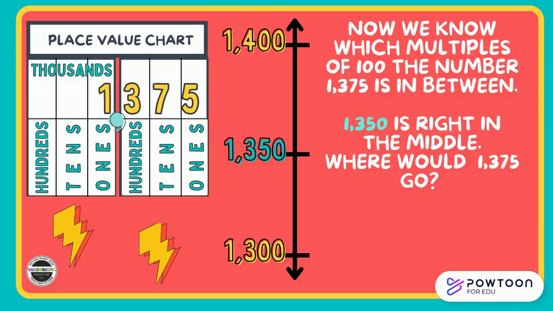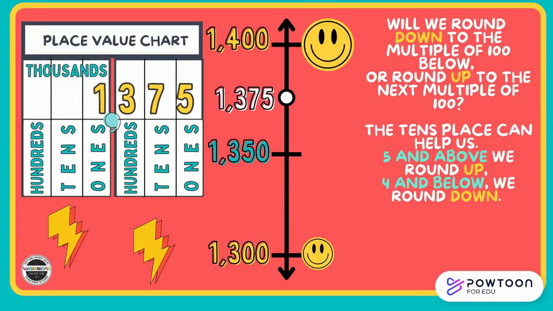So where would 1,375 go? Time to point to the number line. Where is 1,375? Will we round down to the multiple of 100 below or up to the next multiple of 100? The tens place can help us. 5 and above, we round up. 4 and below, we round down.